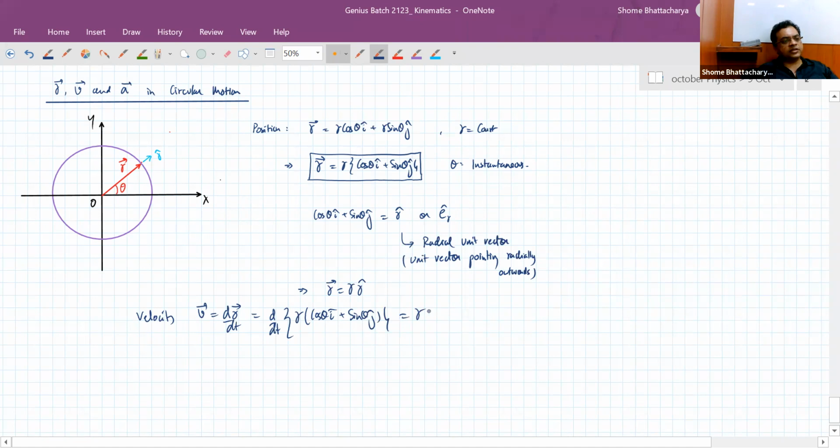So the magnitude of the radius is constant. So this differentiation operator, or the rate of change operator, goes inside and operates like this. And then of course we will use the chain rule. Right, like this.